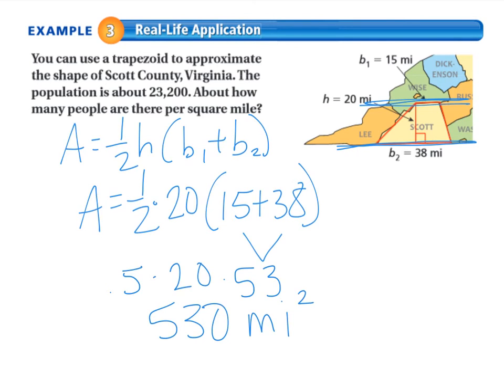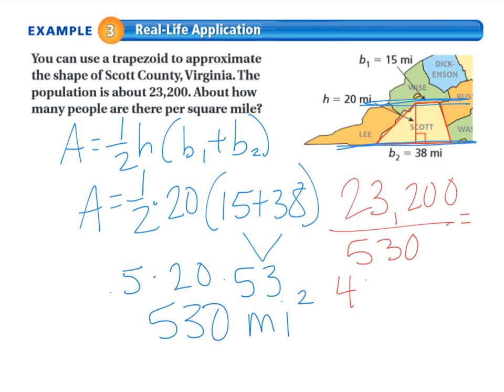So that tells me how many total square miles I have, but the question is how many people are there per square mile? So that's per 1 square mile. So I'm going to take the population, 23,200, and divide it by how many total square miles there are. 23,200 divided by 530. And in my calculator, I actually get a number that goes on for quite a while.